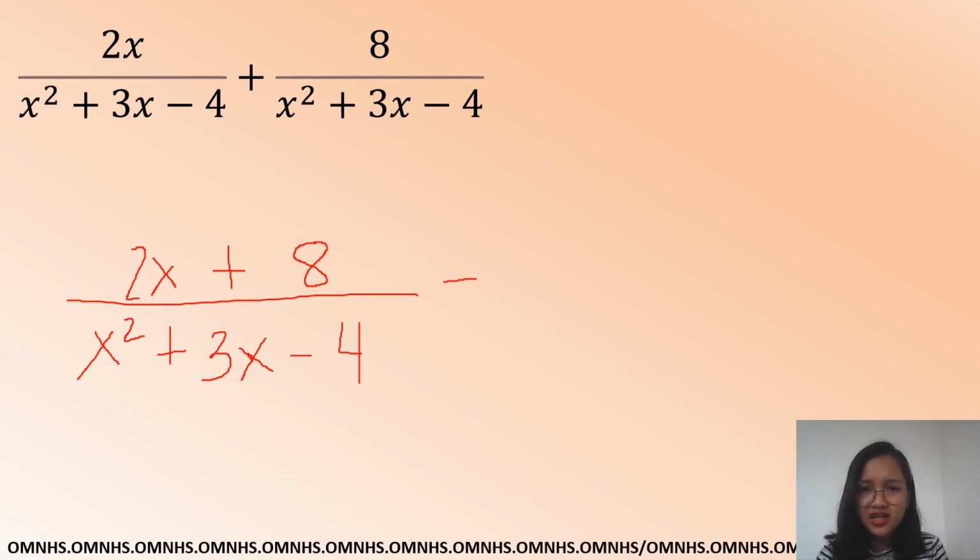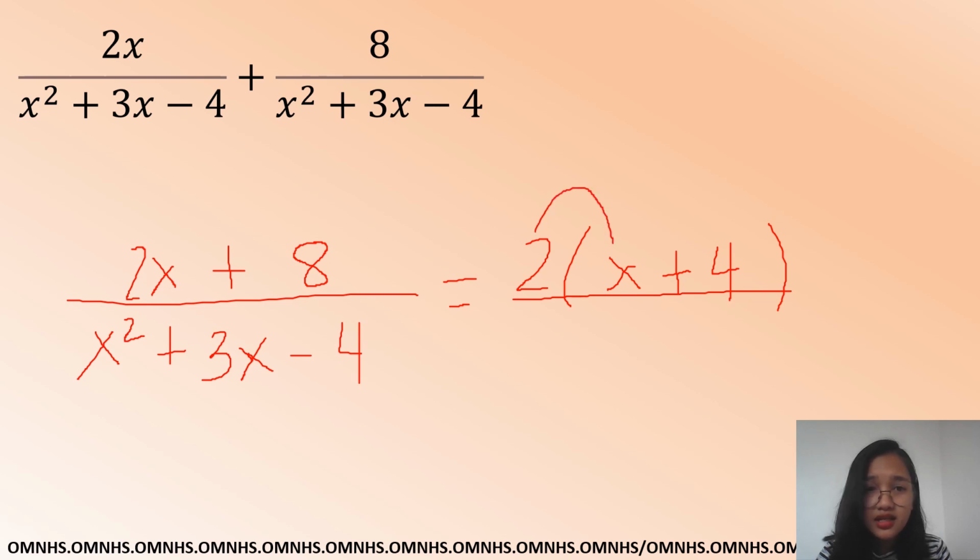As you can see here, the numerator and the denominator can still be factored. So 2x plus 8, we can factor this by GCF, and their GCF is 2. The other factor is x plus 4, because 2 times x is equal to 2x, and 2 times 4 is equal to 8.